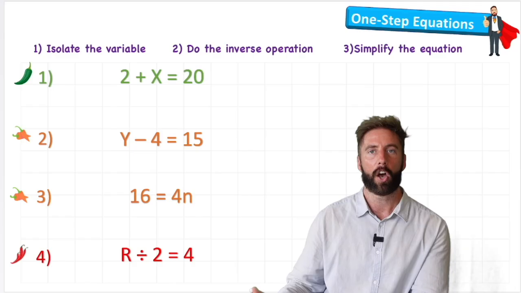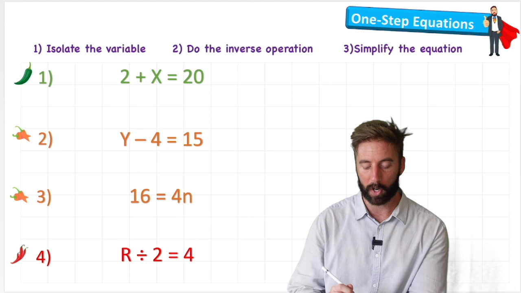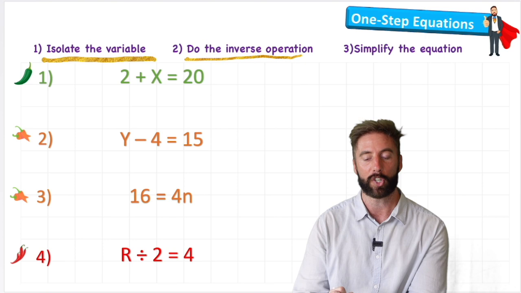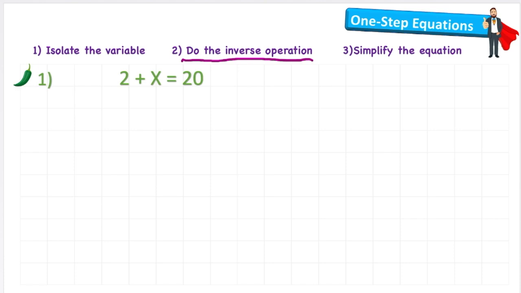Okay, we've got these four questions that we're going to work on. They slowly get a little bit harder, and we're going to try and follow these steps. First, we're going to isolate the variable and first understand what a variable is. Then we're going to do the inverse operation before finally simplifying the equation or solving the equation. Okay, so looking at this first question, we have 2 plus x equals 20.